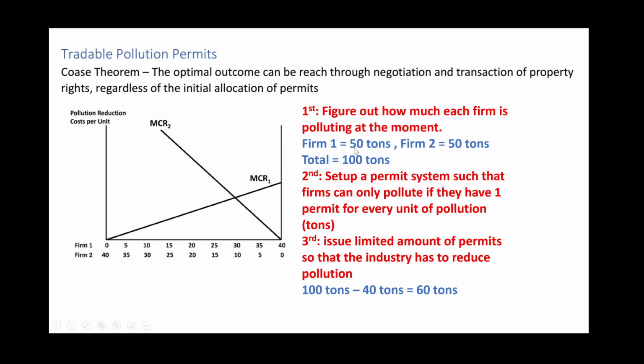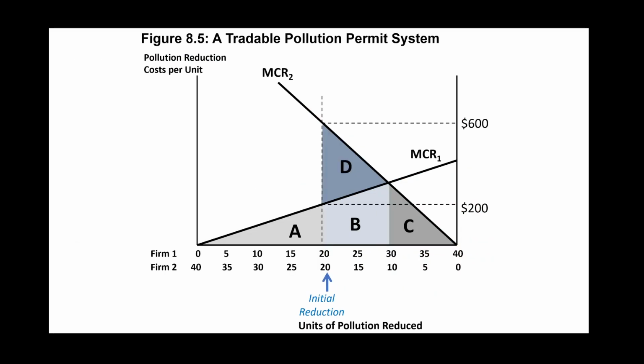They are polluting 50 tons now. If each of them gets 30 tons of permit, then they will have to reduce 20 tons each. So that's what the initial reduction will be: 20 tons each. They both now hold 30 tons of permit.